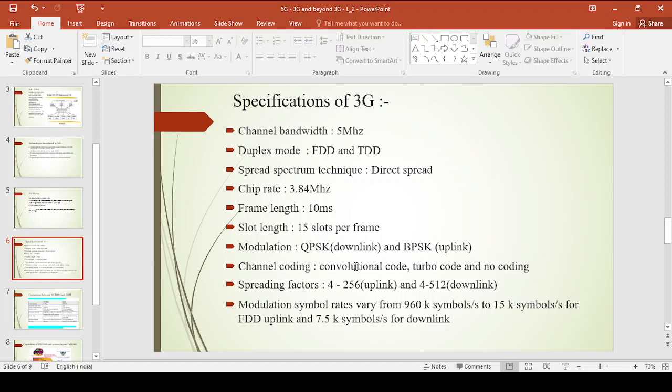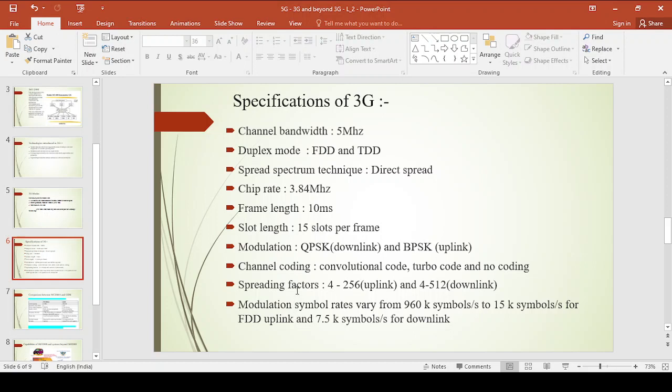Now the channel coding. Either you can use convolutional code or turbo code for error correction. These are your error correction codes, and sometimes you may not require coding at all.